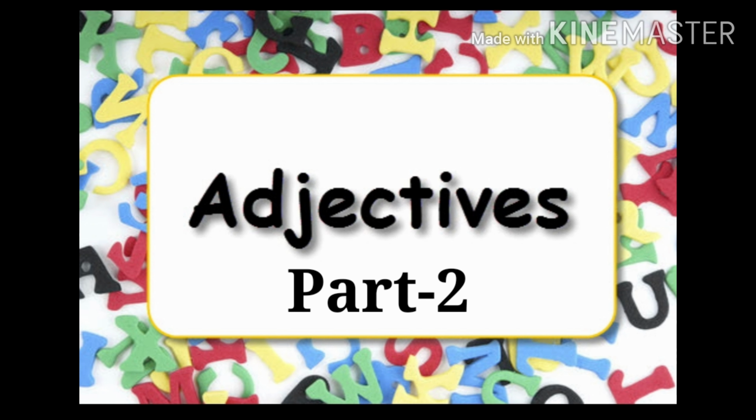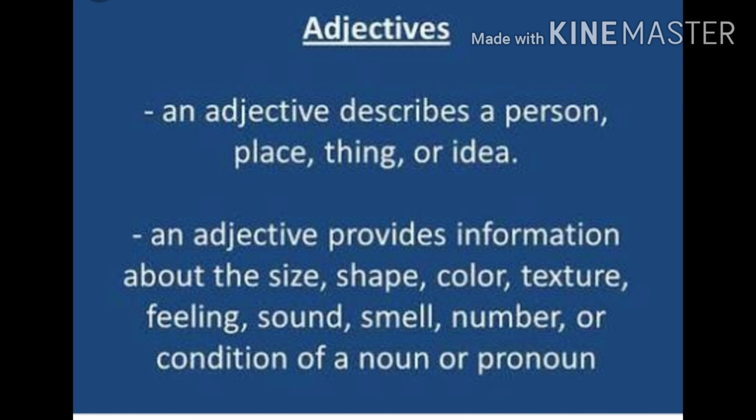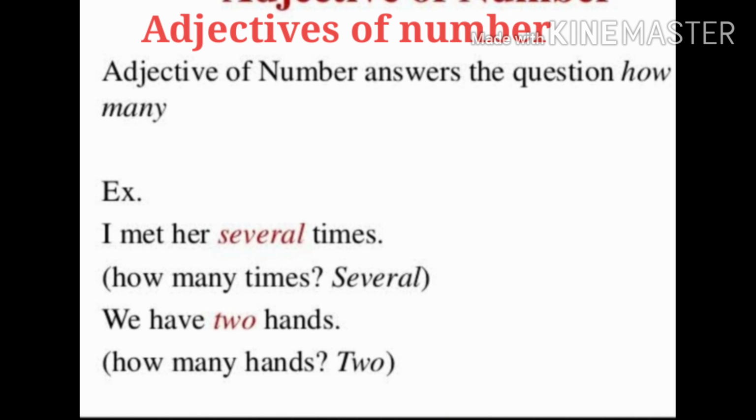In the first part, I explained adjectives of quality and adjectives of quantity. First, a quick review of adjectives. An adjective describes a person, place, thing, or idea. An adjective provides information about the size, shape, color, texture, feeling, sound, smell, number, or condition of a noun or pronoun. In the first part, we understood adjectives of quality and adjectives of quantity.